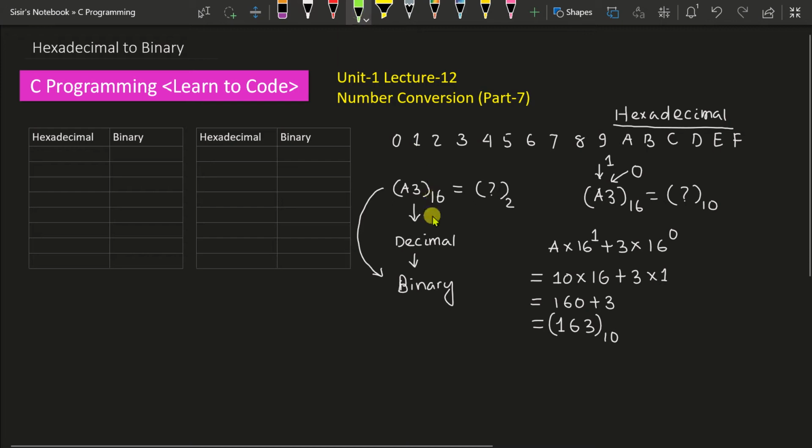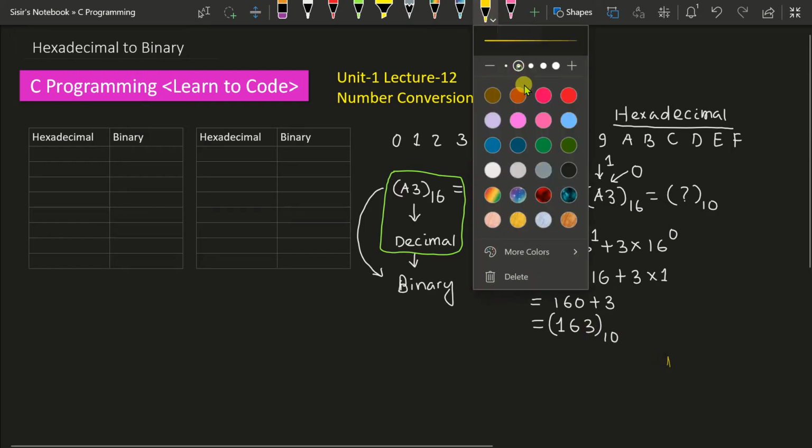So this part is over, which means your hexadecimal to decimal conversion is over. Now we need to find out how to convert this decimal number to its binary equivalent. If you remember, to convert a decimal number to a binary number, we have a shortcut formula. The formula is like this. Let me just make it slightly bigger.